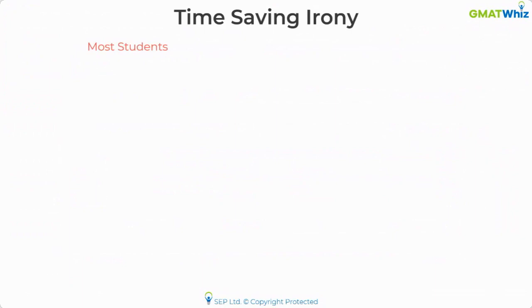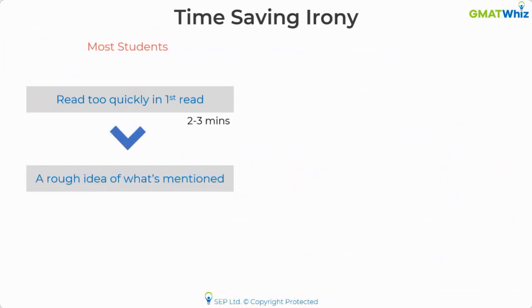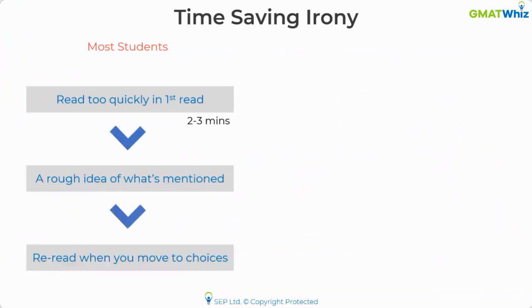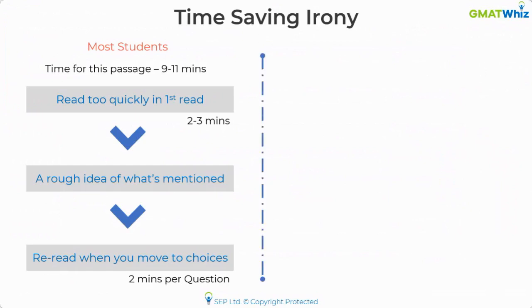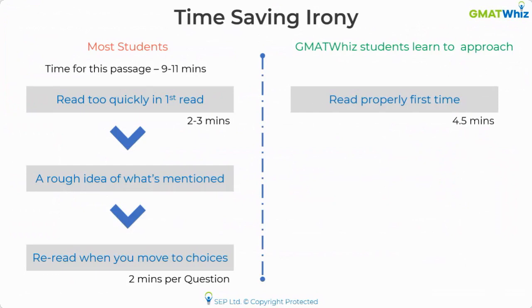All right, now the time saving irony I told you last, I'm going to discuss. If you look at any average passage, if you read too quickly in the first read, in 2-3 minutes, a rough idea is formed of what's mentioned. You reread when you move to the choice, so you spend 2 minutes per question. Basically, if you're solving a 4 passage question or a 5 passage question, you will end up taking 9 to 11 minutes. On the other hand, a GMAT whiz student learns to solve this passage by reading it properly for the first time. Give more, almost double the time.